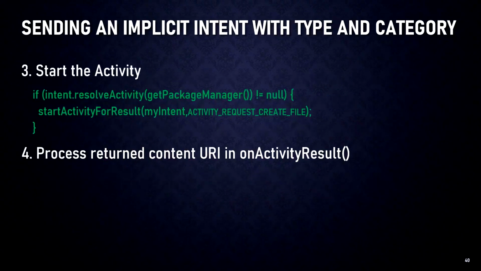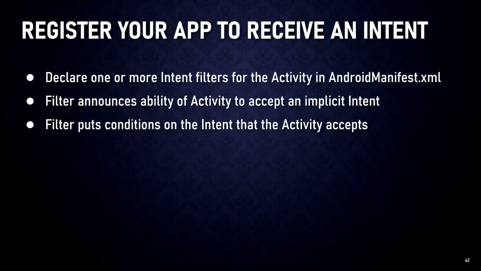The way to set that kind of category in your manifest is you just declare intent filters. You define an intent filter for that specific activity in your Android manifest, and your filter will announce the ability of your activity to accept an implicit intent from another activity.